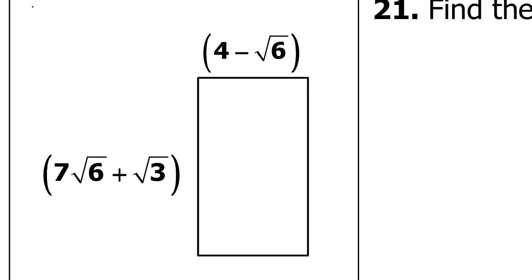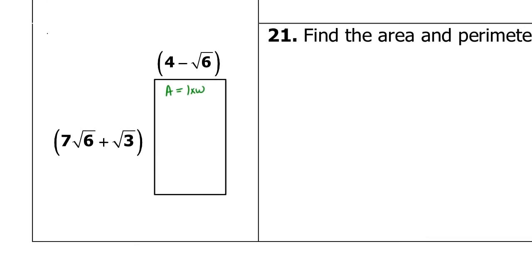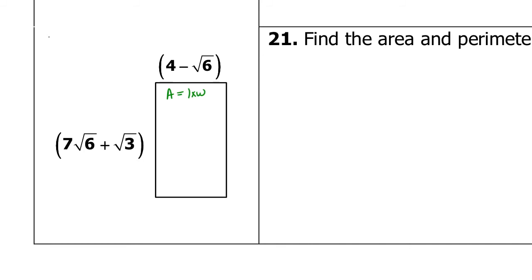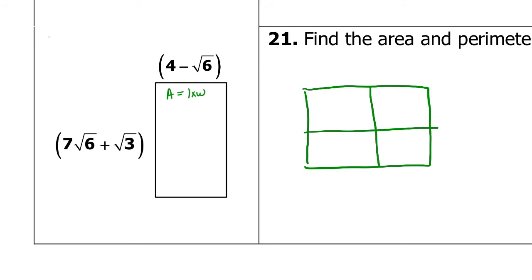Sometimes I might be asked to find the area of a rectangle that includes radicals as part of its side lengths. So if I was going to find the area of this rectangle, I know that area is equal to length times width. And so the length of my rectangle is 4 minus the square root of 6, and the width is 7 square roots of 6 plus the square root of 3. So I'm going to create a box that is 2 units by 2 units. So 4 minus 1 square root of 6 and 7 square roots of 6 plus 1 square root of 3.